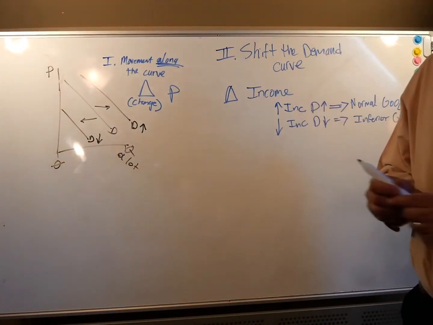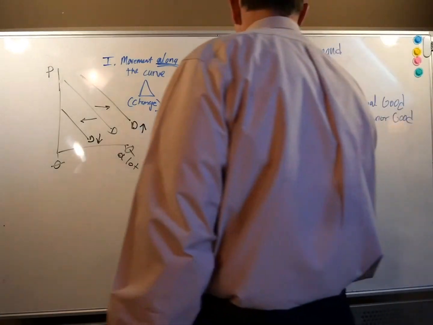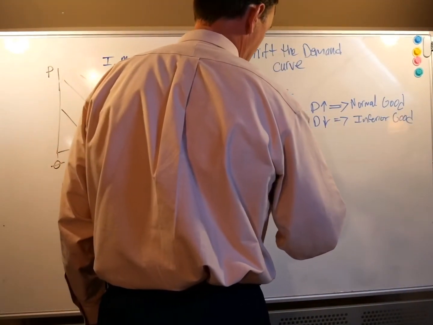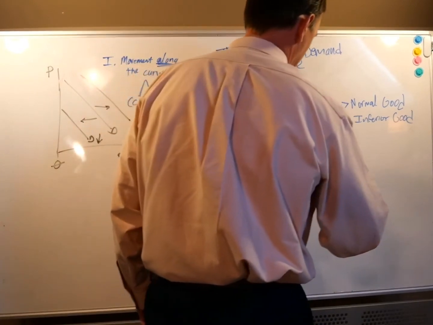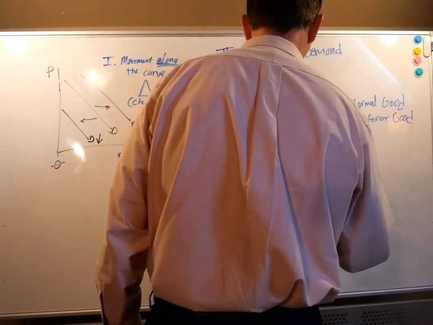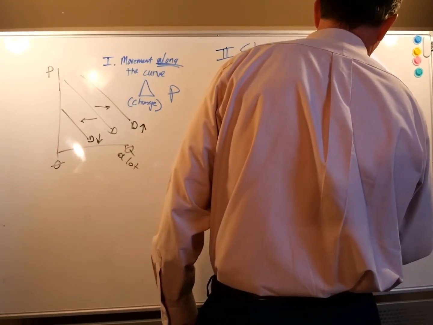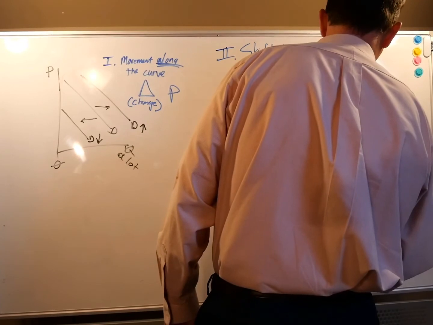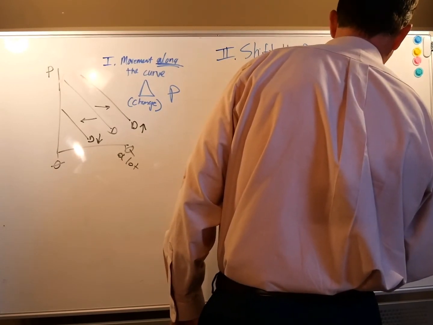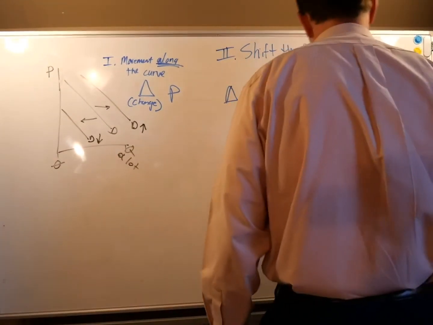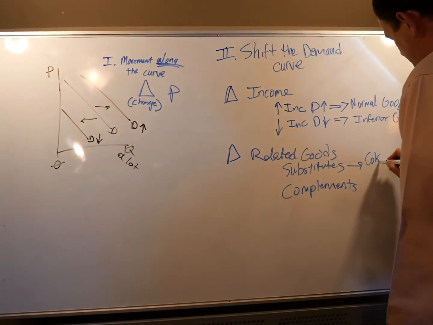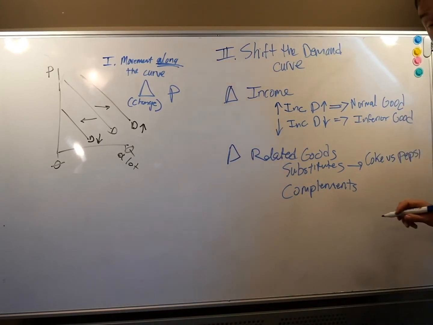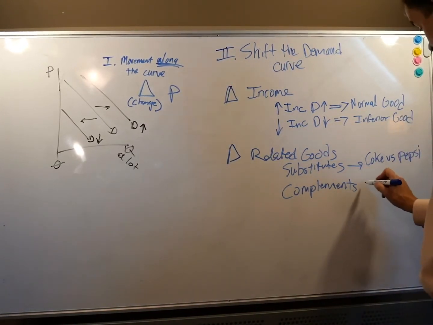Another reason that your demand may shift is you can have a change in related goods. Everybody's like, what is that? Well, that's substitutes. And that's compliments, not, hey, your hair looks nice today. Complimentary items. Example of substitutes is Coke and Pepsi. If Pepsi becomes more expensive, people buy more Coke. It's just simple as that.